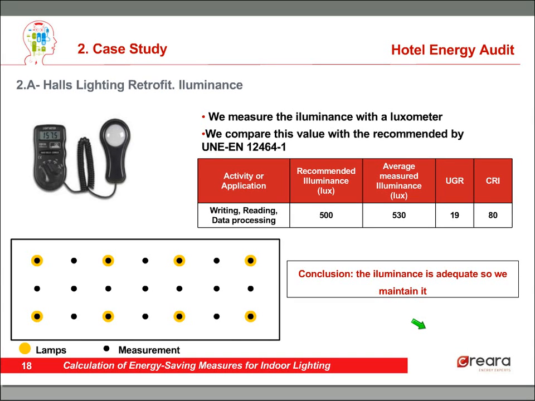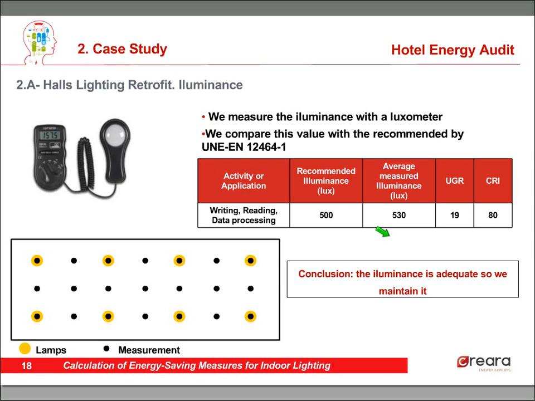So we measure under every lamp and also between the lamps, as is shown in this graph, where the yellow points are the lamps and the black points are all the measurements. Here we have an average illuminance of 530 luxes compared with the 500 luxes of recommended illuminance. So in conclusion, the illuminance is adequate, so we maintain it.